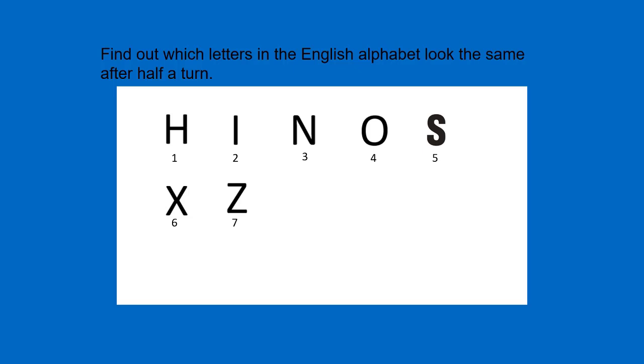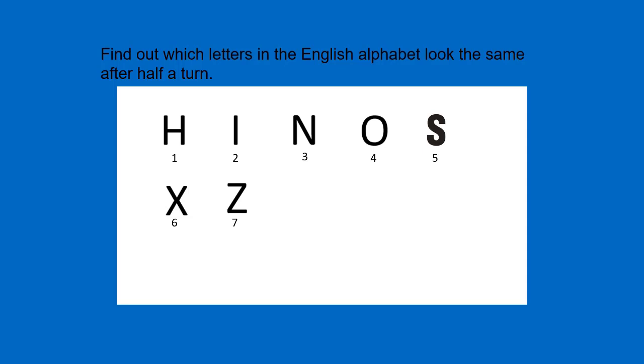Find out which letters in the English alphabet look the same after half a turn. Here, some letters in the English alphabet are given. Let us check the first letter H. It looks the same after half a turn.